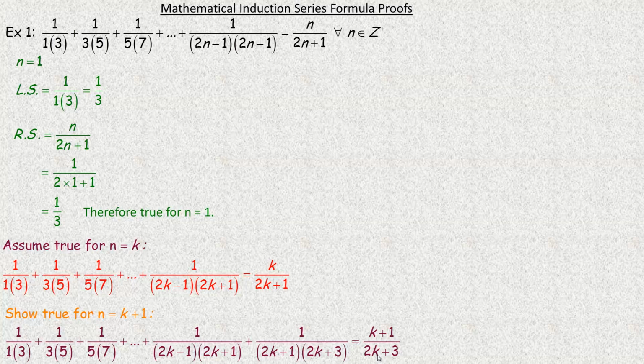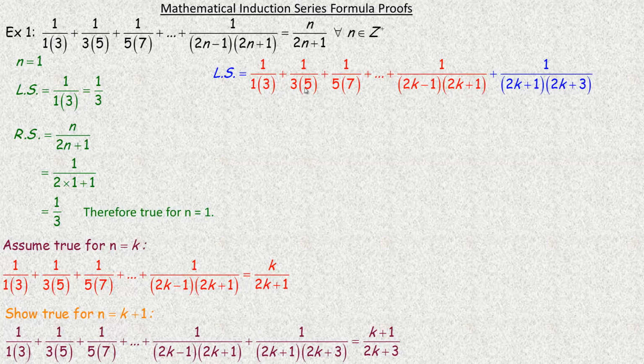So I'm going to write down this whole left-hand side here. Okay, so that's what I'm going to do up here. So that's that whole series, exactly the same terms that are right here. And my goal is to show that this has to be equal to k plus 1 over 2k plus 3.